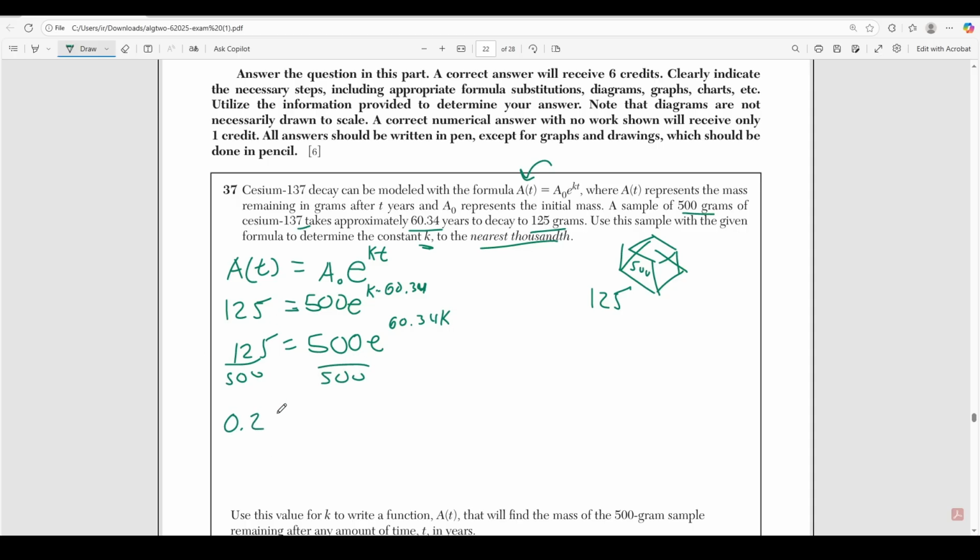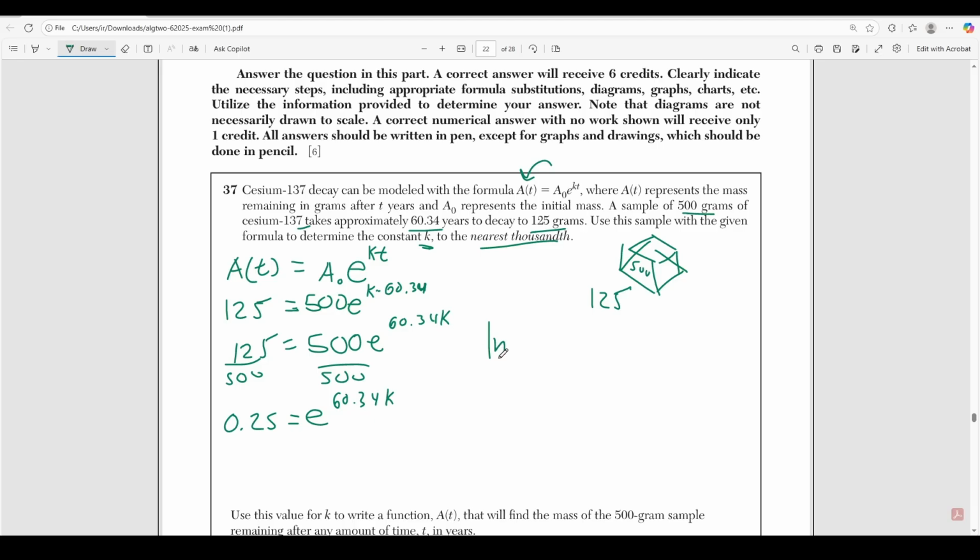You're left with 0.25 is equal to e to the power of 60.34k. Now, notice how I'm trying to solve for k, and k is kind of locked inside of this exponent place here. The only way that I can get k down from that exponent position is if I get rid of this e, or take the natural log of both sides.